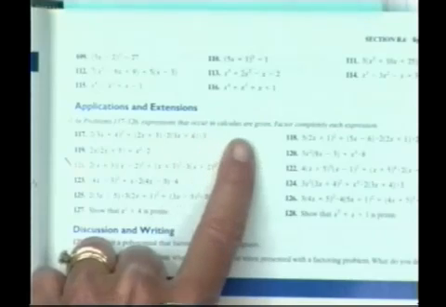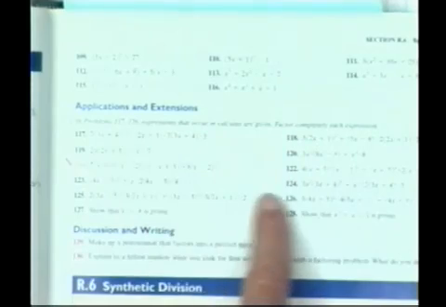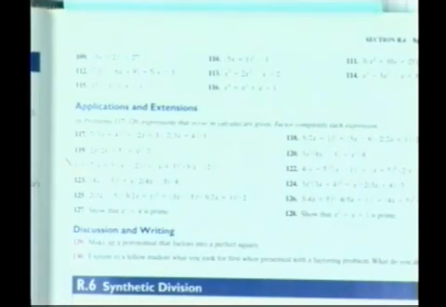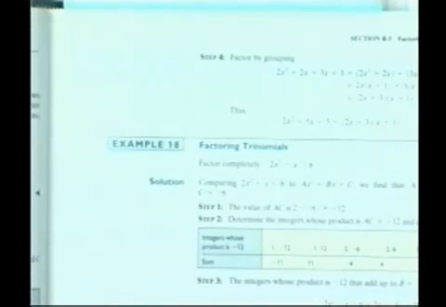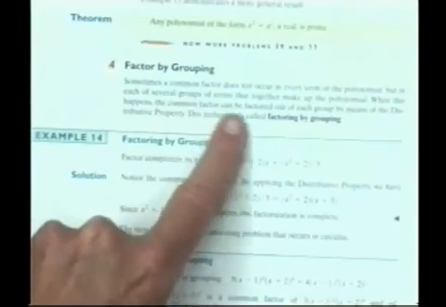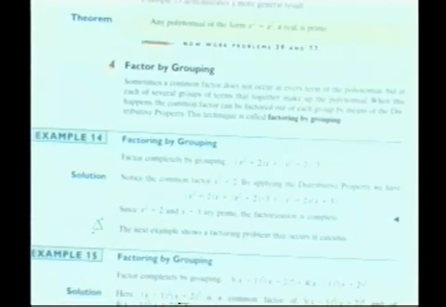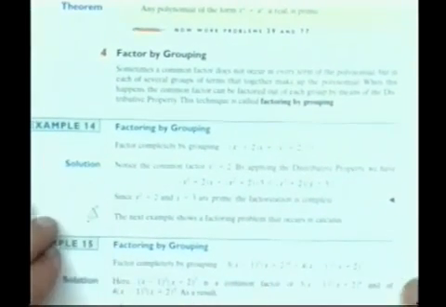And here are some expressions that occur in calculus. Factor completely each expression. So you have another whole set of problems to work on. This is section review 6 in the front of your textbook. If you flip back a few pages, page 49, these type problems come under factor by grouping. And here's your little calculus symbol, and there are examples 14 and 15.